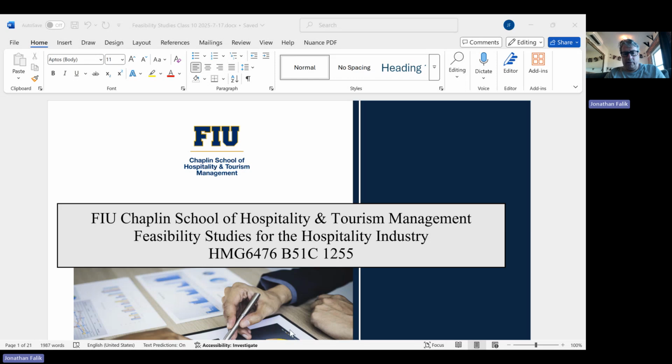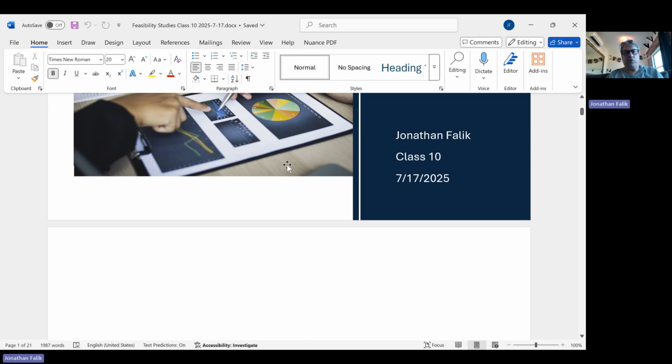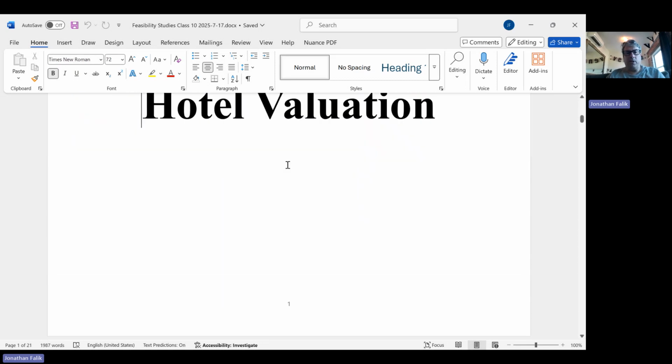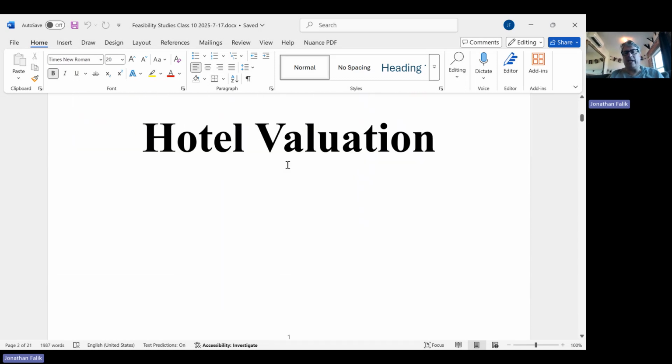I am sharing, and hopefully you can all see the screen. I'm sharing the lecture notes from class 10, which is next week, not this week, but I figure it's a good time to go through it. So we're going to go through some of the notes here, and then I'm going to go back to the Excel model that we've been working with that you have in the Canvas module.